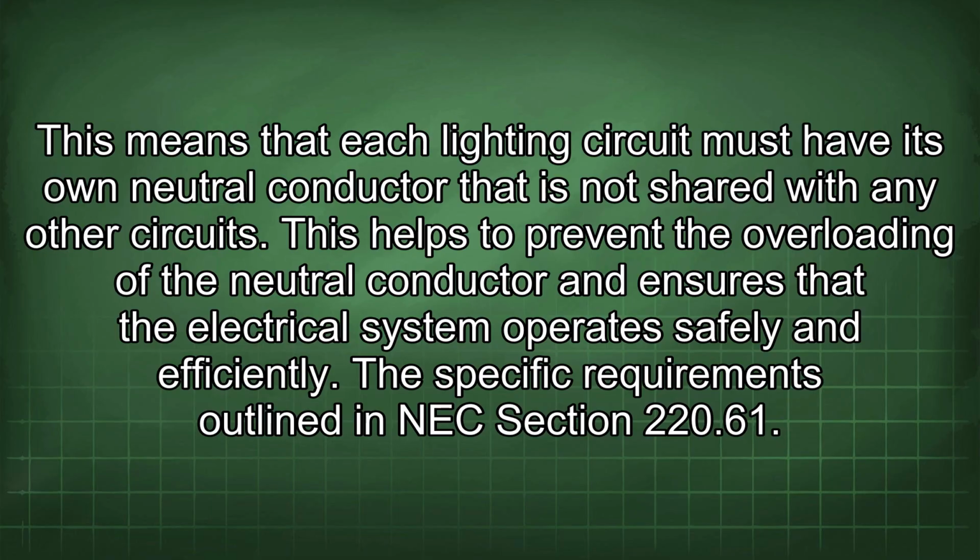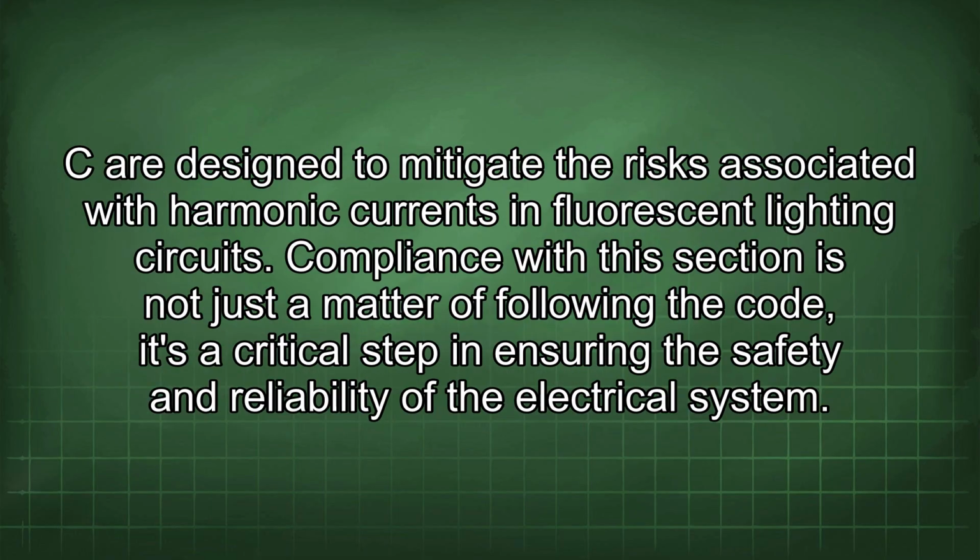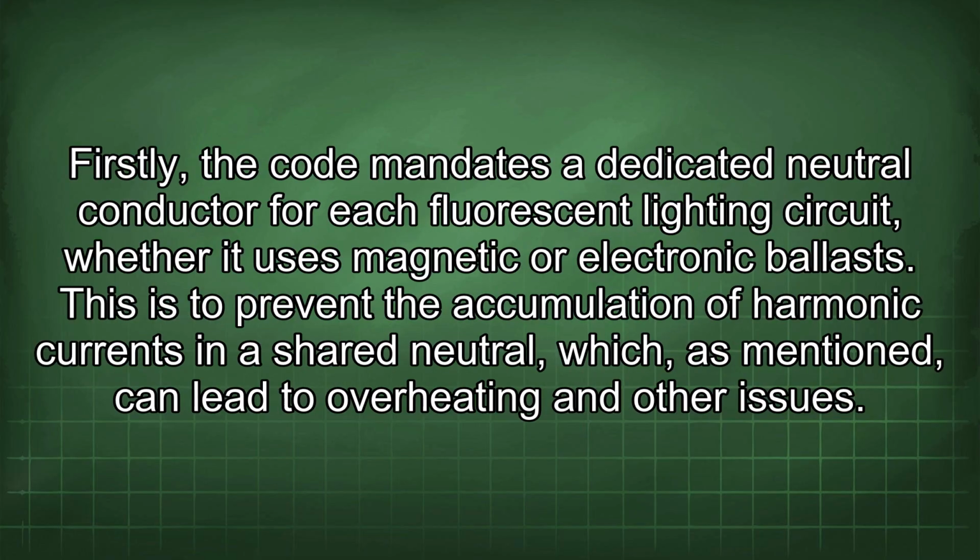The specific requirements outlined in NEC Section 220.61(C) are designed to mitigate the risks associated with harmonic currents in fluorescent lighting circuits. Compliance with this section is not just a matter of following the code, it's a critical step in ensuring the safety and reliability of the electrical system. Firstly, the code mandates a dedicated neutral conductor for each fluorescent lighting circuit, whether it uses magnetic or electronic ballasts. This is to prevent the accumulation of harmonic currents in a shared neutral, which, as mentioned, can lead to overheating and other issues.